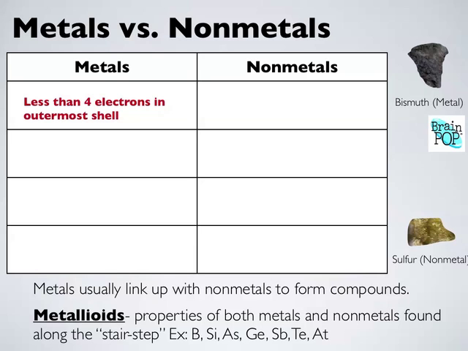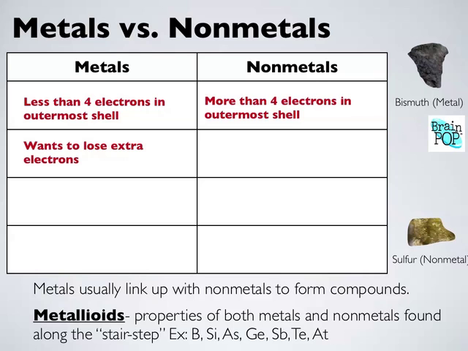Non-metals are what? Ones that have 4 or more. No, 5. Why? But then what has 4? We'll get there. Okay. So, metals have less than 4 electrons in their outer shell. Non-metals have more than 4.